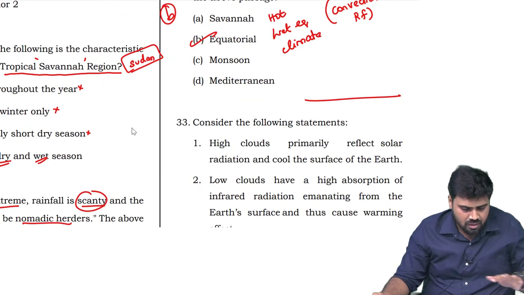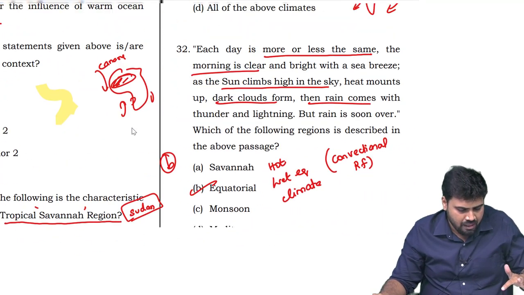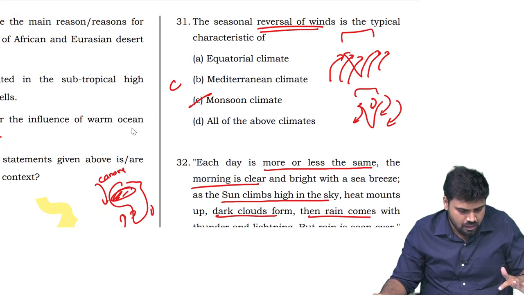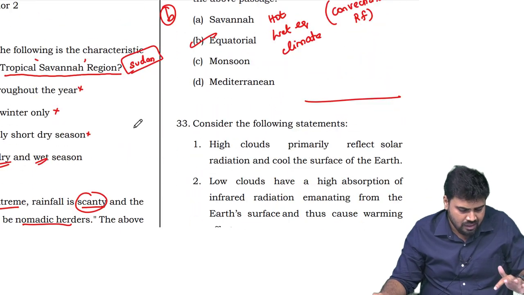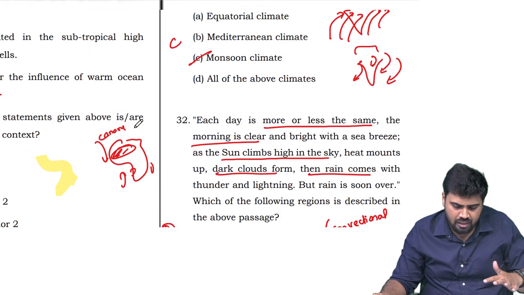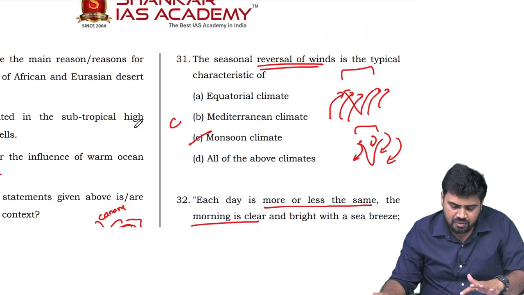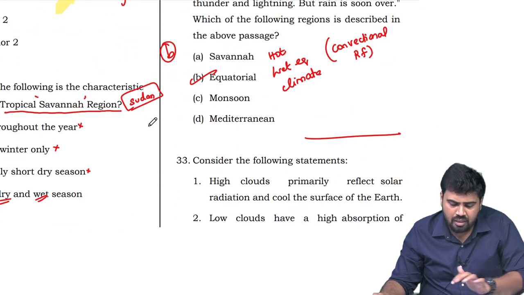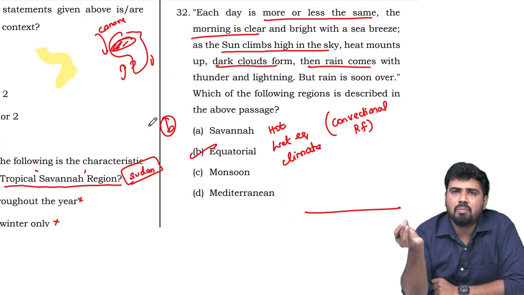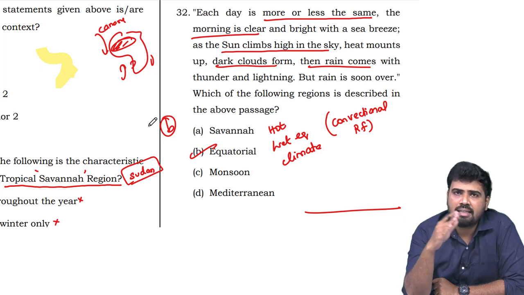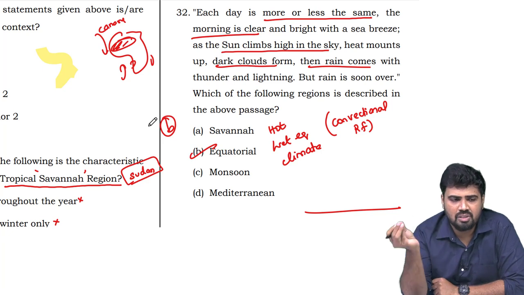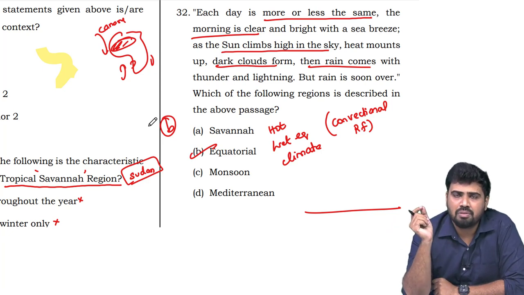33. See, these questions: tropical savanna, desert formation 28, tropical savanna, nomadic herders, that is Central Asian steppe, the seasonal reversal of winds, then the fifth statement, hot wet equatorial climate. All these questions you can answer by reading the second part of your GC Leong, Goh Cheng Leong. Second part, they have discussed the various climate patterns. If you read that basic vegetation and climate, we can answer most of these questions.